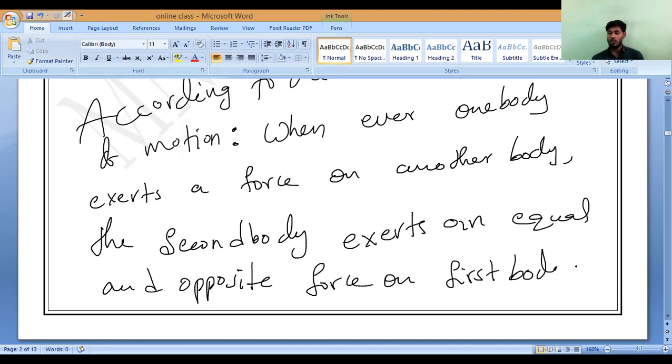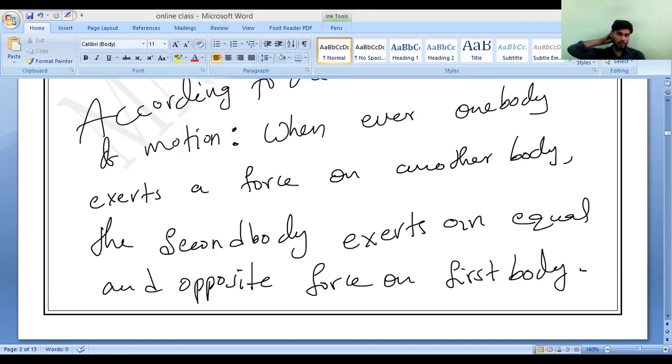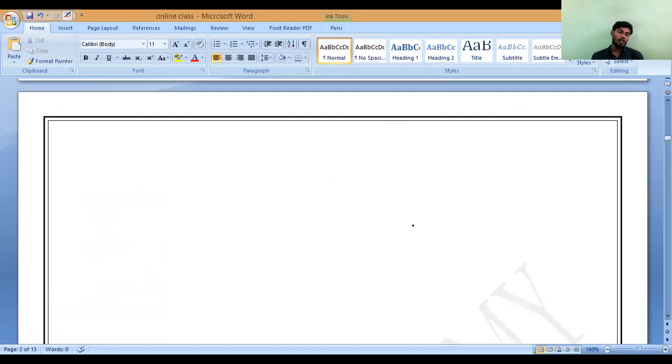So that is what you should remember. All of you should remember: an equal and opposite force on the first body. Do you understand, all of you? Now let us imagine. If you are understanding Newton's third law, how many bodies are coming in contact? Two bodies.